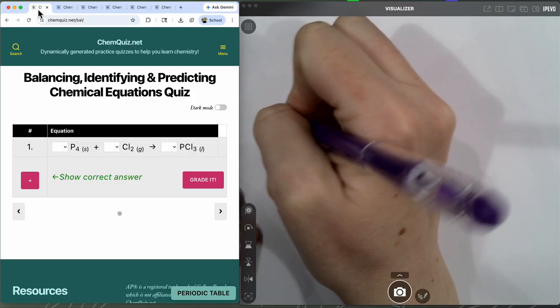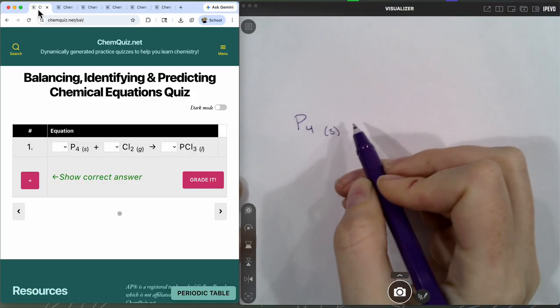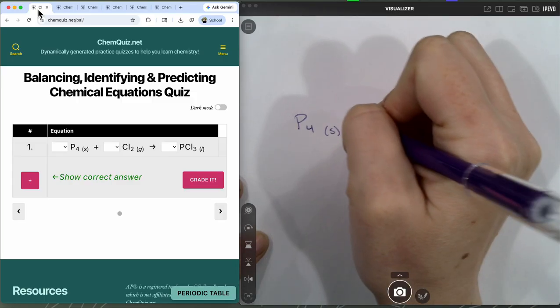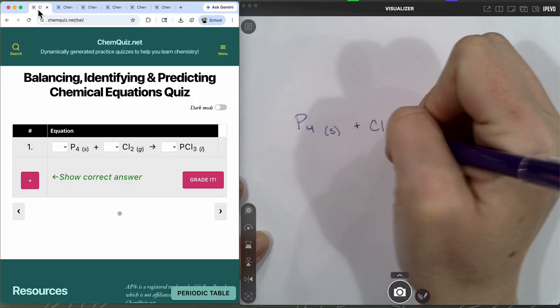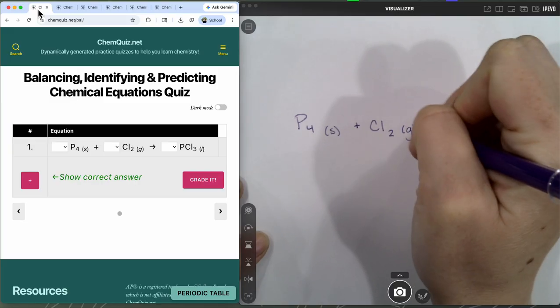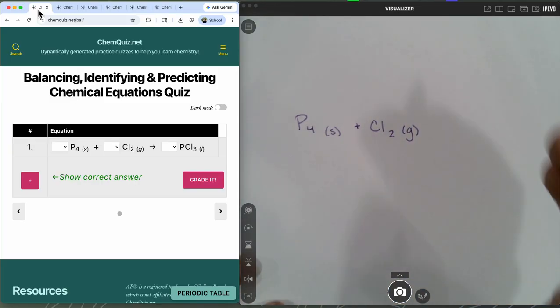So on this one, we got P4. What does that parentheses S mean? Oh, that it's a solid. Very nice. And that only comes up when you're asked, like, how many moles of gas will you make? And you have to actually know which of these count as moles of gas.